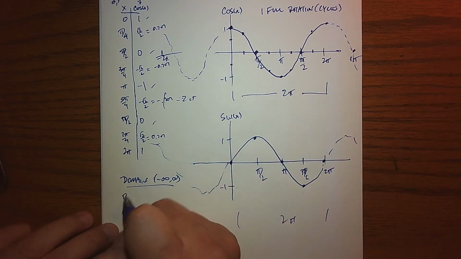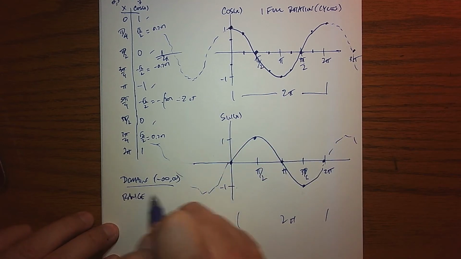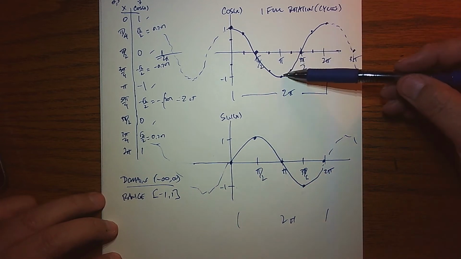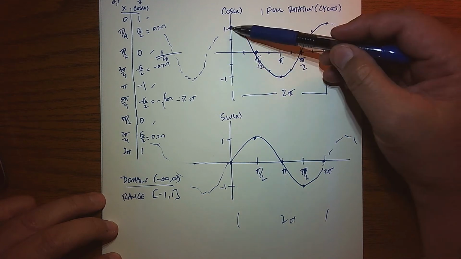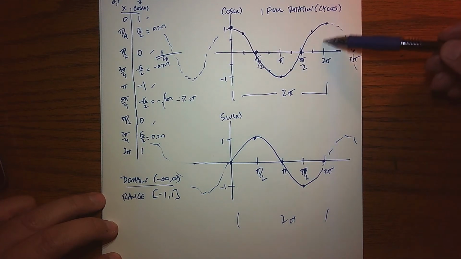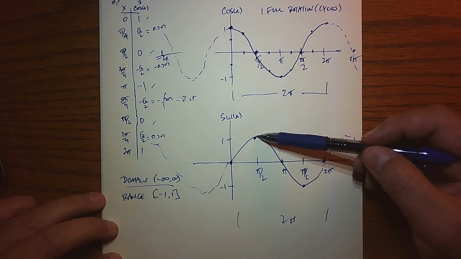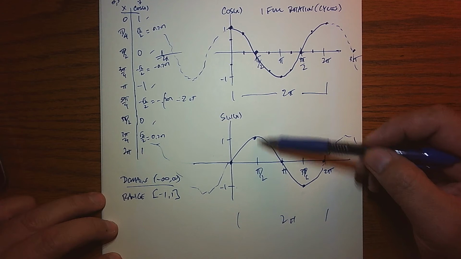What about the range? Well, we can visually see that the range is from -1 to 1. The lowest value that a cosine graph reaches is -1, which occurs at pi, and the highest is 1, at 0 and at the end of the rotation at 2 pi. Same thing for sine. It's at its lowest at 3 pi over 2, -1, and it's at its highest at pi over 2, which is 1.